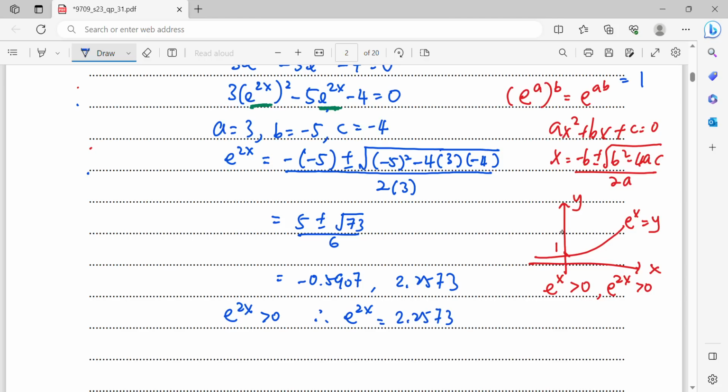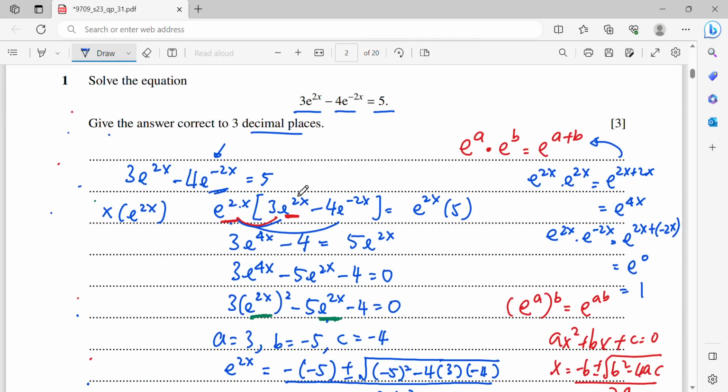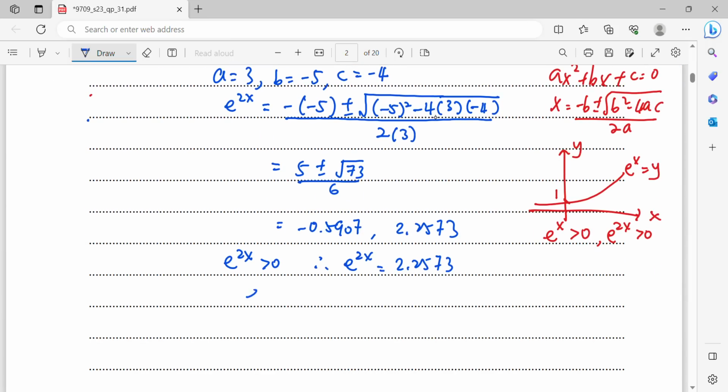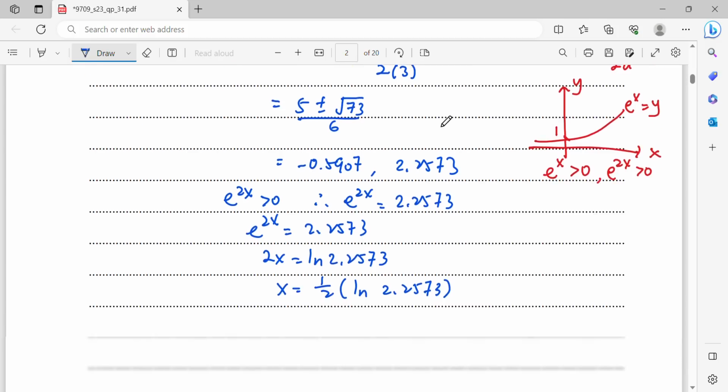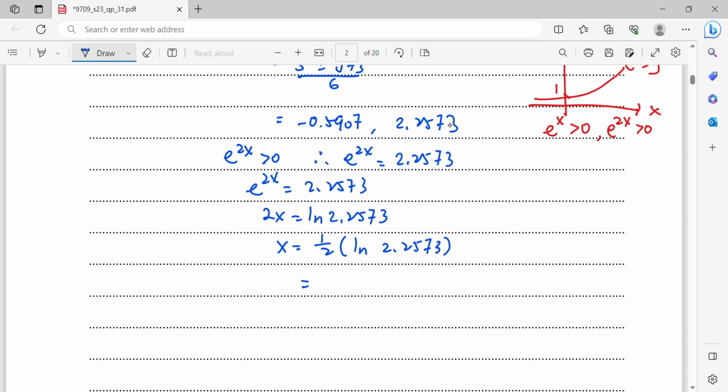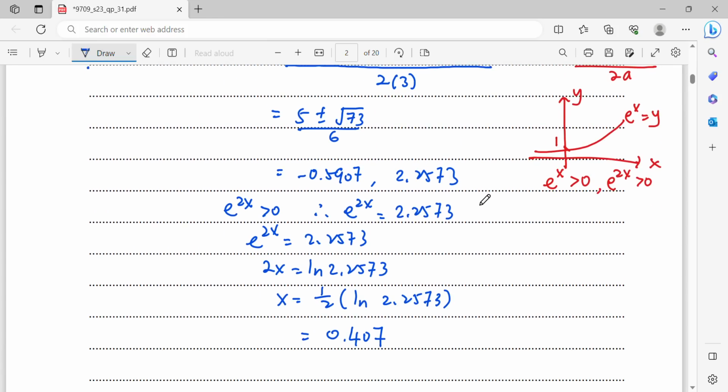2.2573. From here, you need to solve the equation, which means you need to find what is the x, correct to 3 decimal places. So now, e^(2x) equals 2.2573. To eliminate the e, we are taking ln on both sides. So 2x will be ln of 2.2573, and hence your x is going to be half of ln 2.2573. Now you use a calculator and get the answer correct to 3 decimal places. That is going to be 0.407. So this is the solution for number 1.